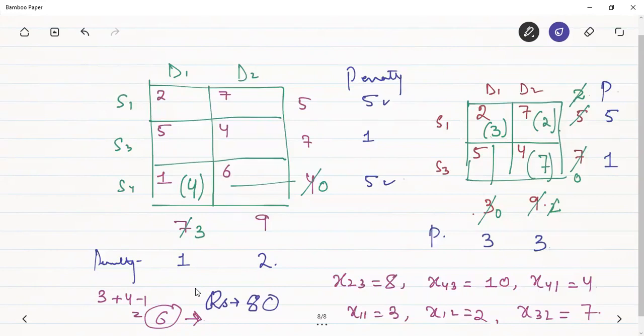ठीक है. इनिशियल बेसिक फिजिबल सॉल्यूशन. सो वैम इज द मोस्ट प्रेफर्ड टू फाइंड द इनिशियल बेसिक फिजिबल सॉल्यूशन. कभी कभी क्या होता है कि वैम से जो सॉल्यूशन मिलता है वो ऑप्टिमल आ जाता है. ठीक है. सो दिस गिव्स द बेस्ट सॉल्यूशन. So tomorrow we will do what?